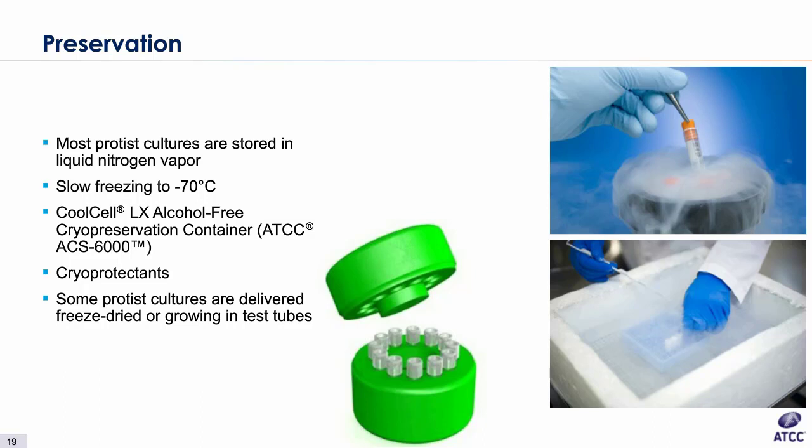So we have this nifty device, the CoolCell LX alcohol-free cryopreservation container. And this is just a little chamber where you put your vials. You can see the vials in there. You put the lid on, and you put it in a regular minus 80 freezer, and it causes this slow freezing of about 1 degree a minute until it reaches minus 70, so you can put it in liquid nitrogen.